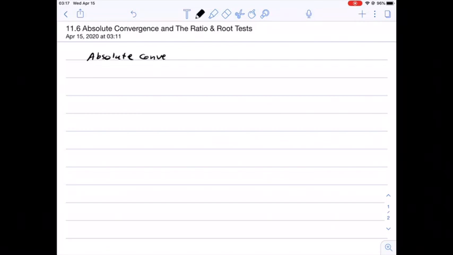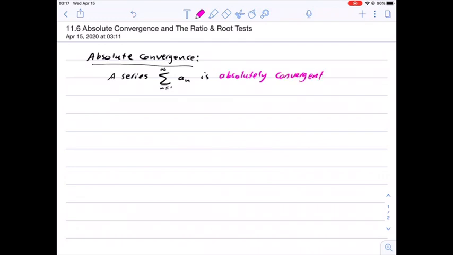So for absolute convergence, we say that a series is absolutely convergent if the series of the absolute value of a_n is convergent.